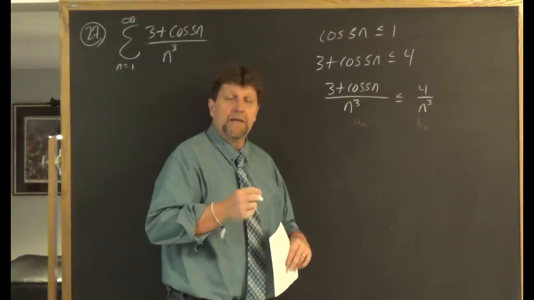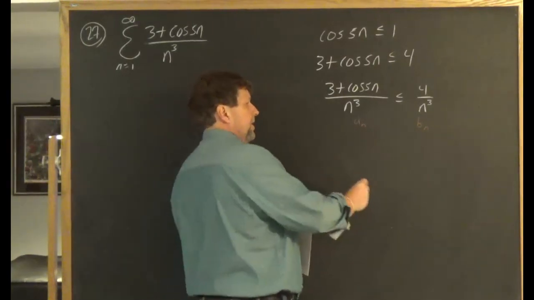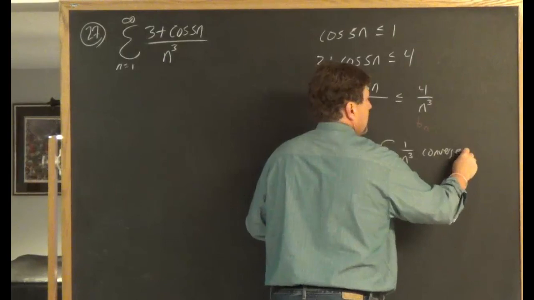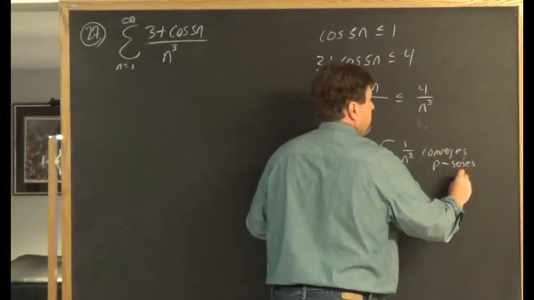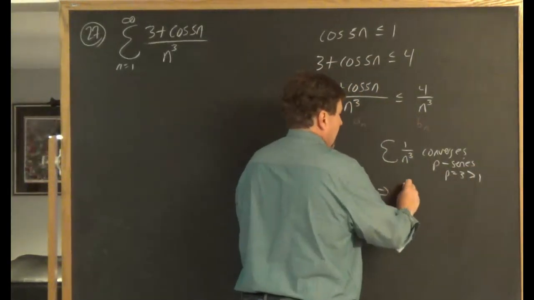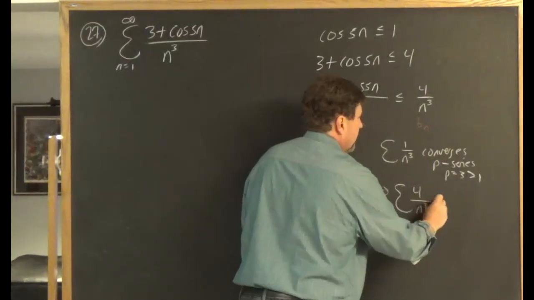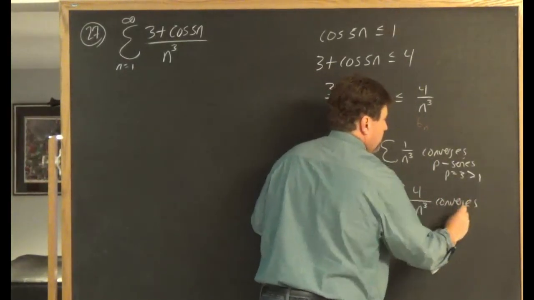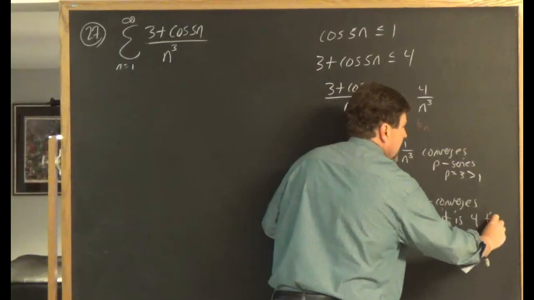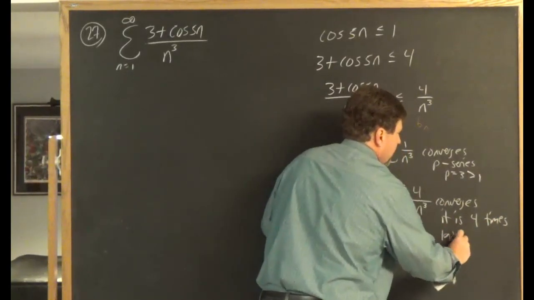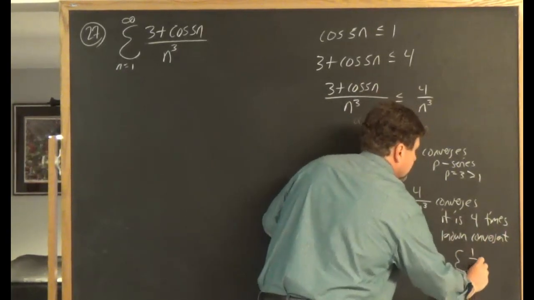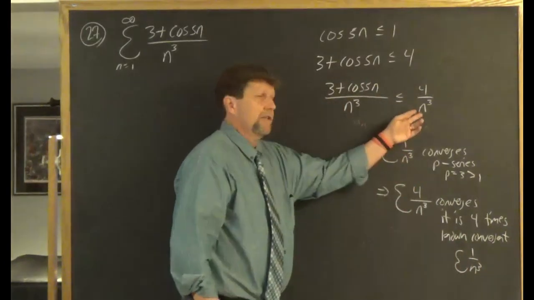And that's very easy for me to claim that it converges. First, we know the series 1 over n cubed converges. It's a p series. P is equal to 3, which is greater than 1. Because I know that, I know the series 4 over n cubed converges, because quite simply, it is nothing more than 4 times the known convergent p series. So I've established that this converges.